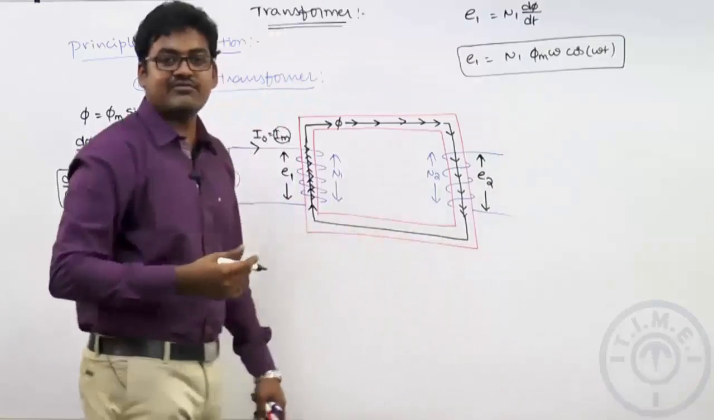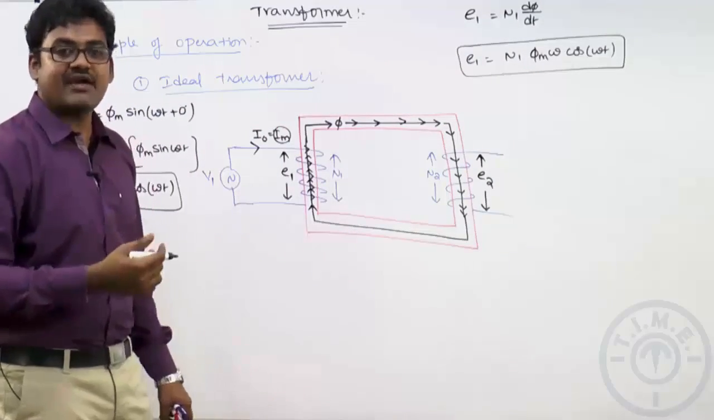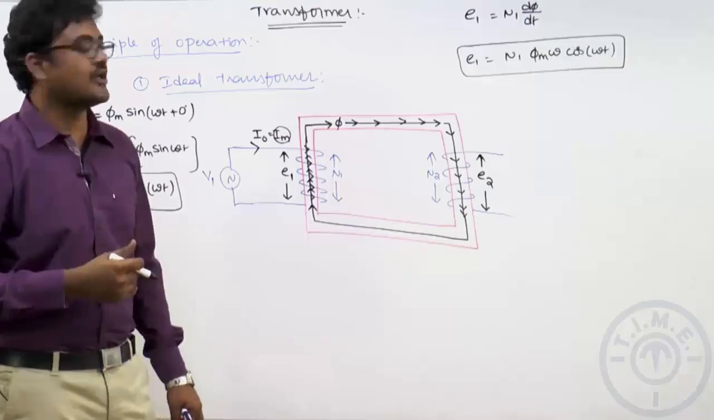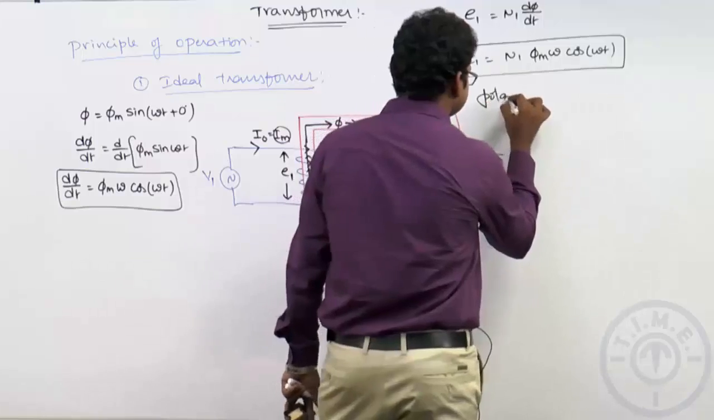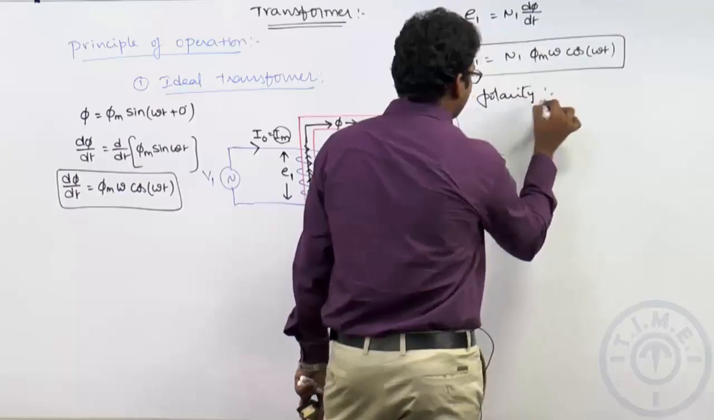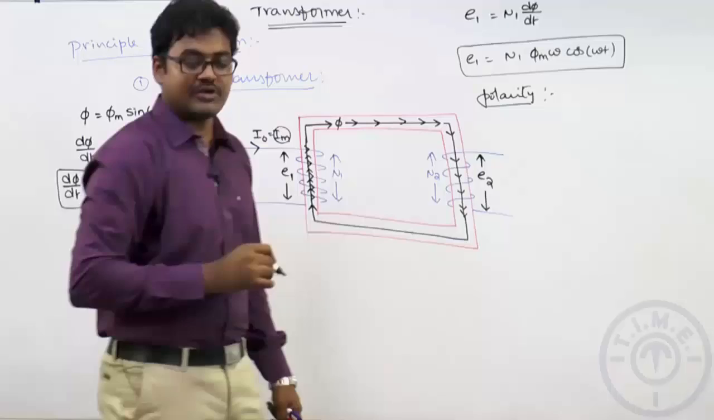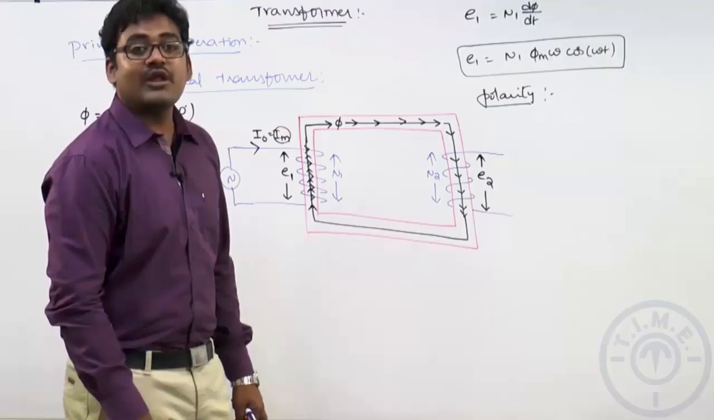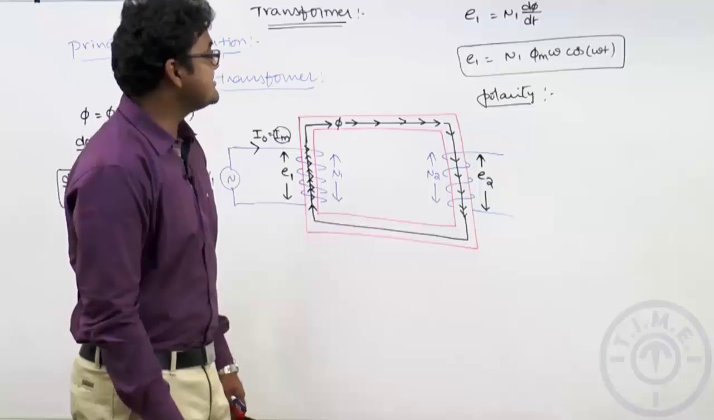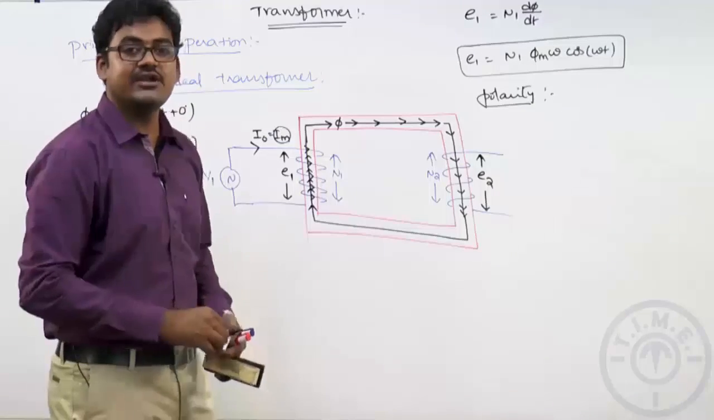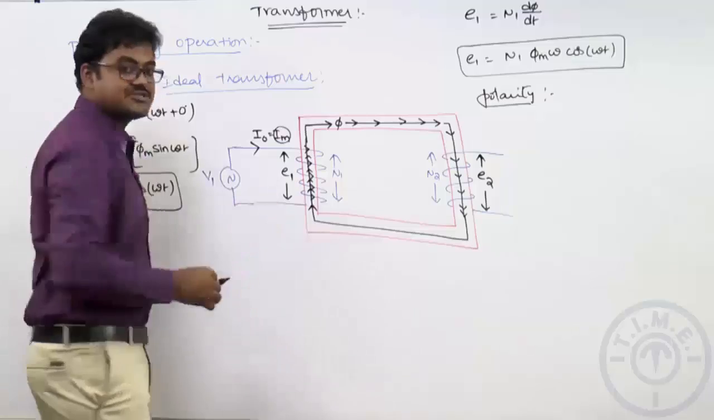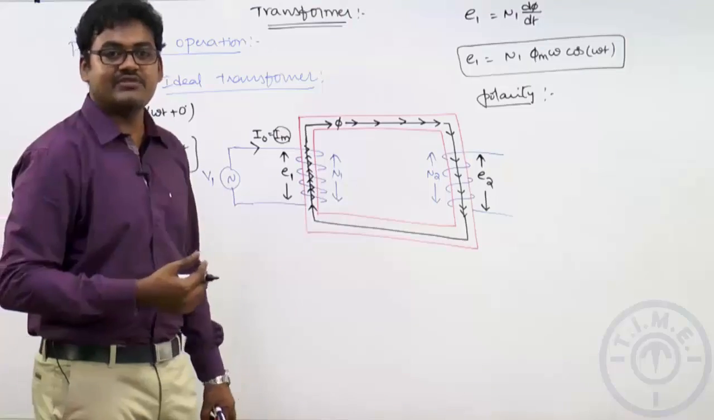And now what is the polarity of induced EMF? When I said EMF, obviously it must have a polarity, positive polarity and negative polarity. So how to identify the polarity of induced EMF? Very important, polarity of induced EMF. Okay, so write that polarity of induced EMF. This is statically induced EMF or dynamically induced EMF? This is statically induced EMF. Why? Because conductors are stationary, magnetic field is variable with respect to time.